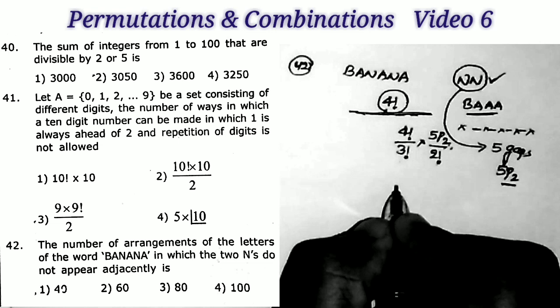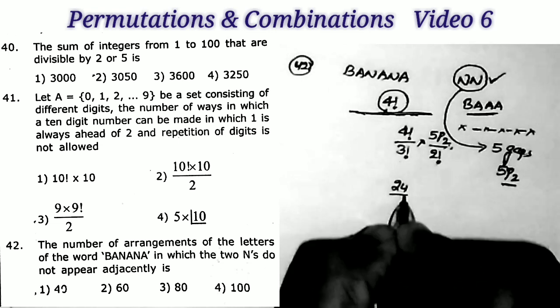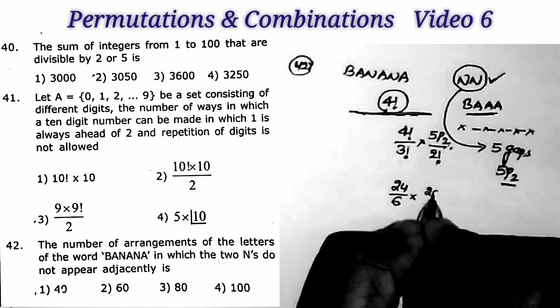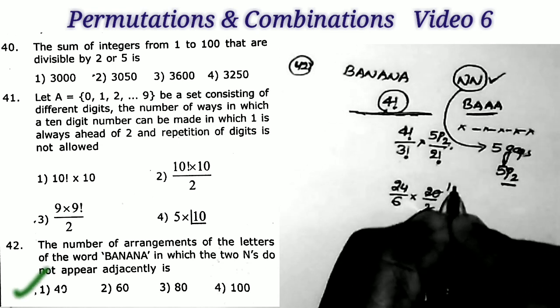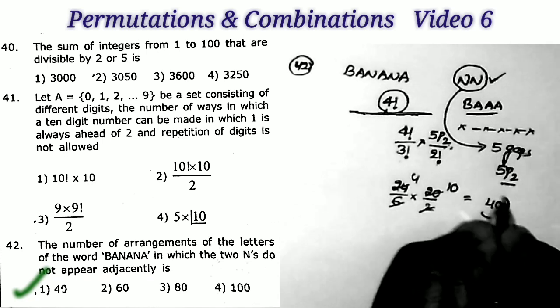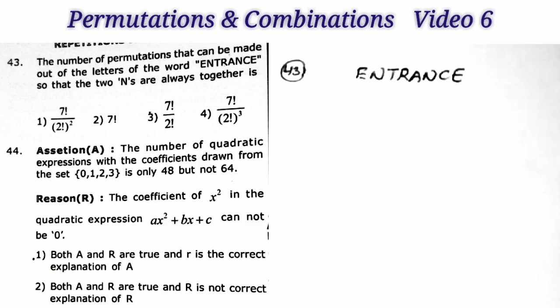Now, taking the simplification, 4 factorial is equal to 24, 3 factorial is equal to 6. 5P2 is 5 into 4, 20 by 2. This is cancelled by 10 times and it is 4 times. Therefore, answer is equal to 40. That's all. Question sum number 43.